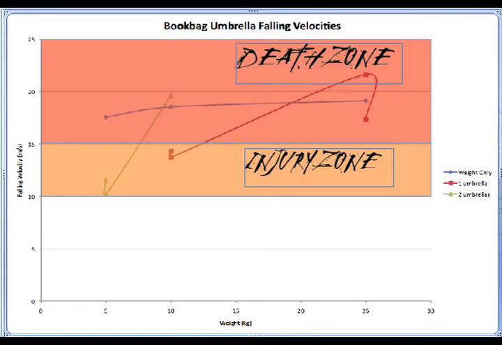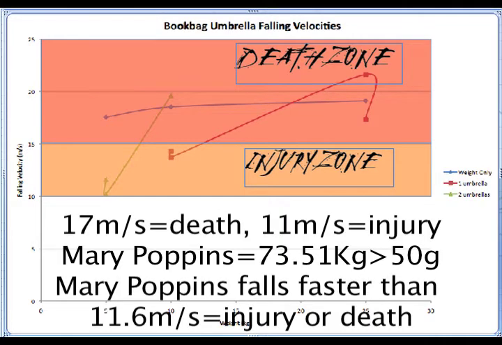Also, at deadly 15 meters, people fall at about 17 meters per second. And clinical health risk occurs at about 11 meters per second. Our 50-gram weight fell at 11.6 meters per second. So, if Mary Poppins weighs 100 pounds, she weighs 73.51 kilograms, which is much larger than 50 grams. Because raising the mass increases falling velocity, we should expect Mary to fall much faster than the 50 grams' 11.6 meters per second, putting her in the injury zone and maybe even the death zone.